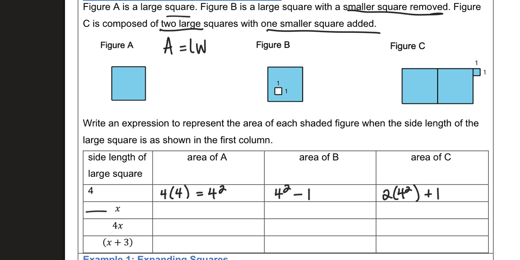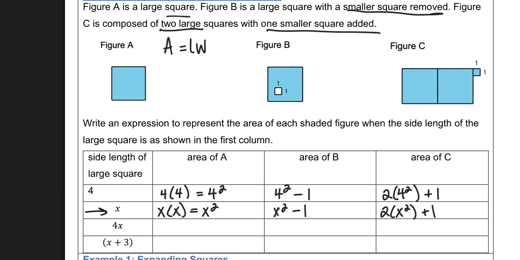Now, if our side length is x, we would have x and x, which would be very similarly x times x, which is x squared. Area B, we have that same x squared, but we're still removing the 1. In figure C, we still have 2 that are x squared, and we're still adding 1. So the only thing that changed is that 4 became an x.